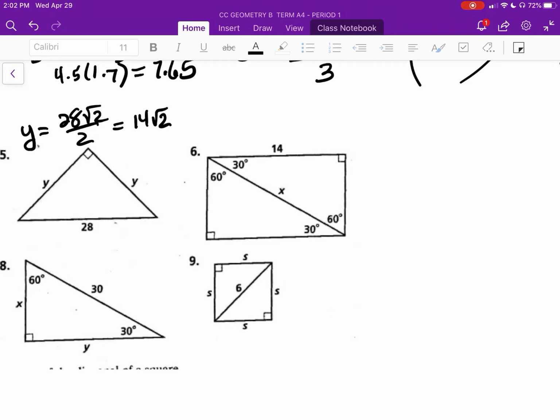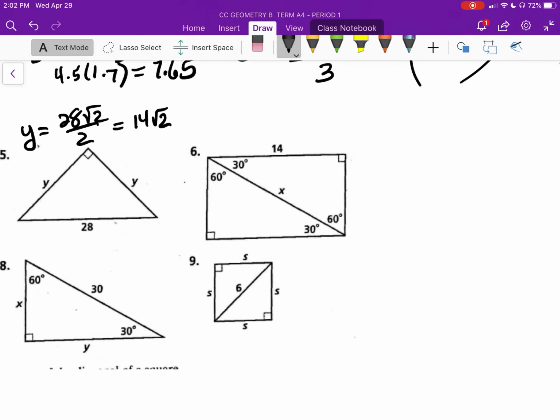In the next case, we have the side opposite the 60-degree angle. So we're looking for the other sides. We're looking for x. So x, as you recall, is going to be equal to 2 times 14 times the square root of 3 over 3.